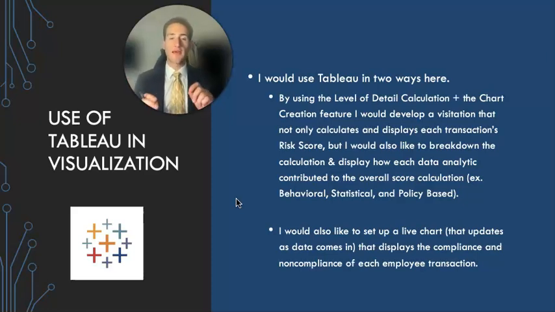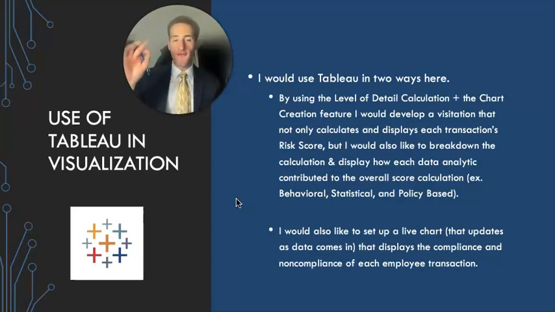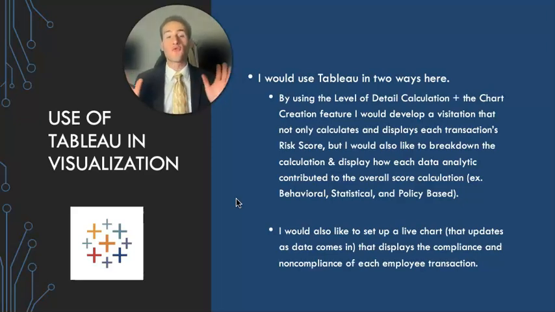But I'd also like there to be a feature on the Tableau visualization where, after seeing the raw risk score, you're able to click into it and further examine what makes the risk score up. So what exactly, where is the behavioral piece, where is the statistical piece, and where is the policy piece? And so you're better able to understand it in that way once you could break it down and flesh it out into the three data analytics.